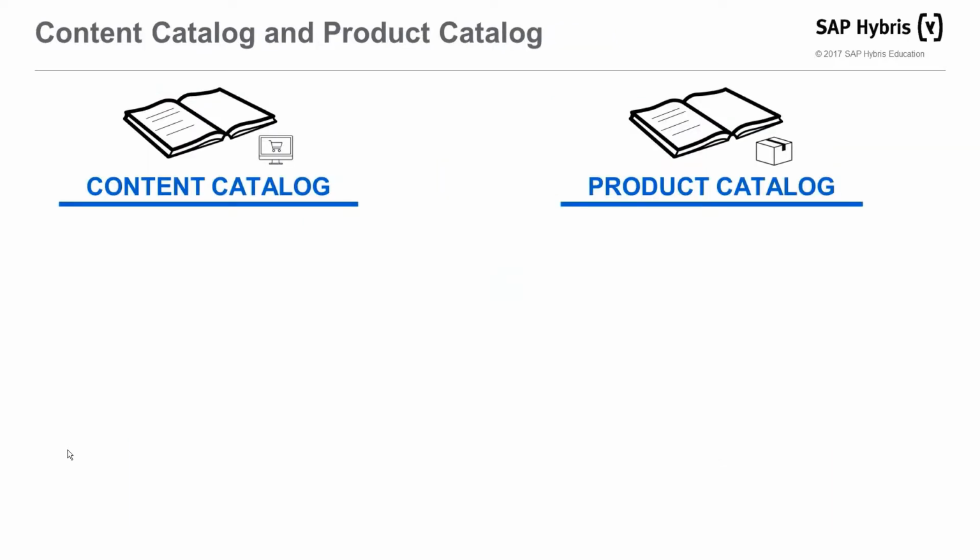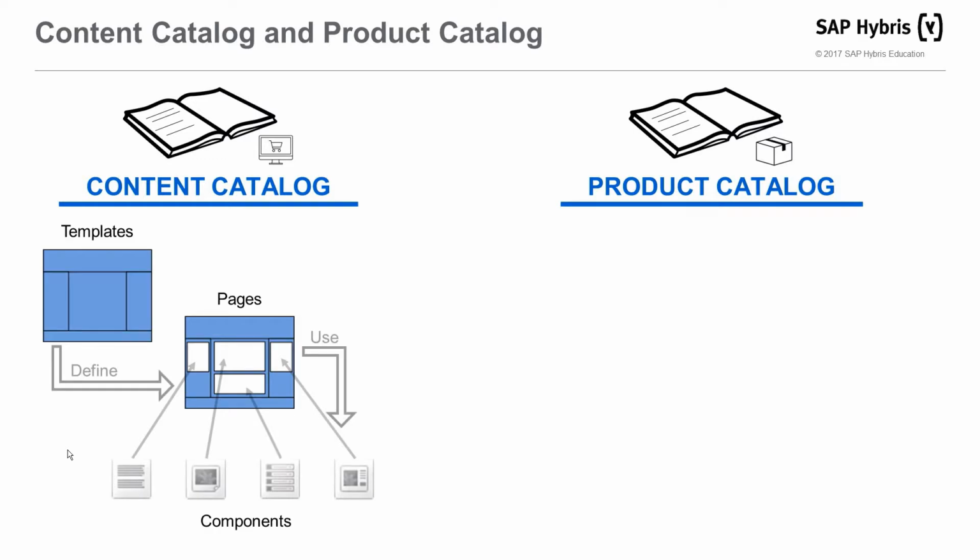Before going further, let's take a look at some of the main differences between the content catalog and the product catalog. First of all, it's important to understand that a content catalog and a product catalog differ in purpose. All components used in composing WCMS-based pages, the pages themselves, and the templates upon which these pages are built are all stored in the content catalog.